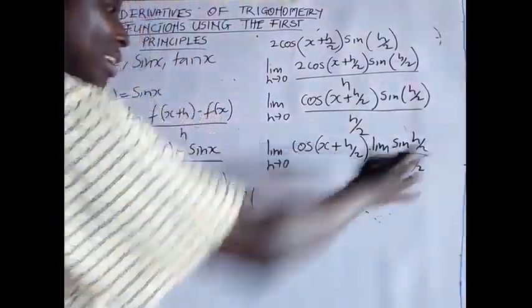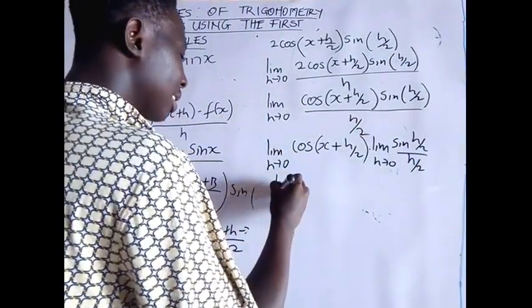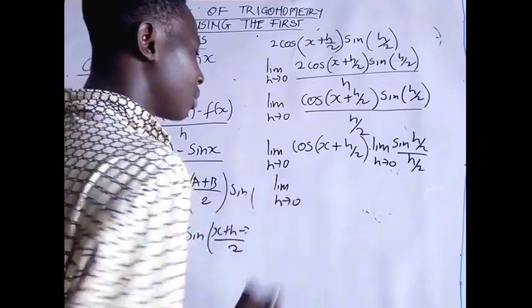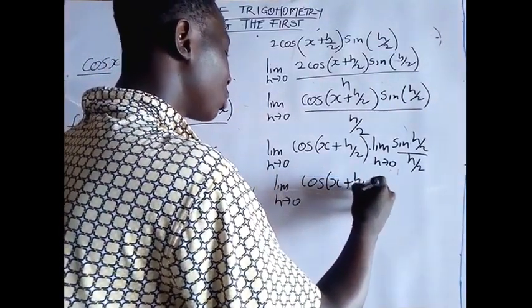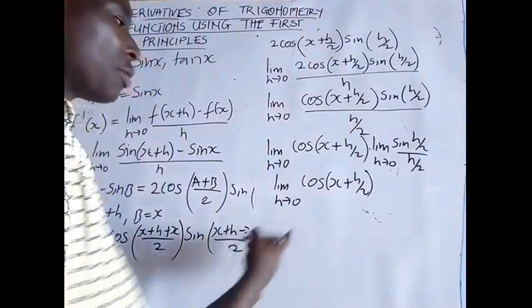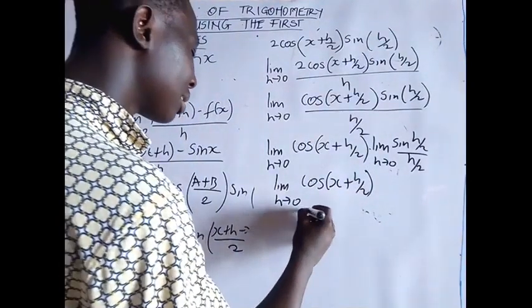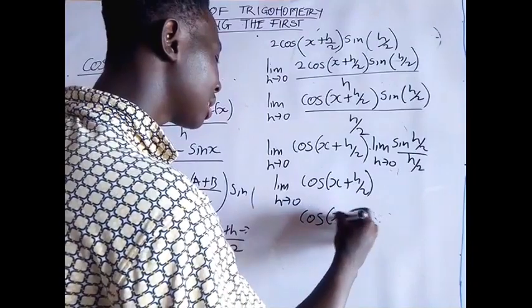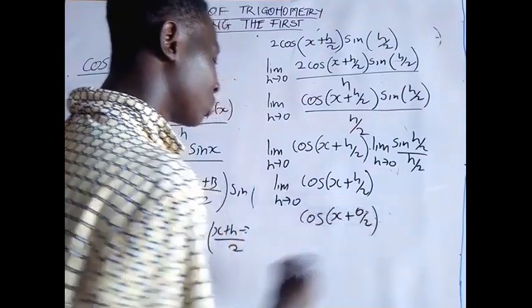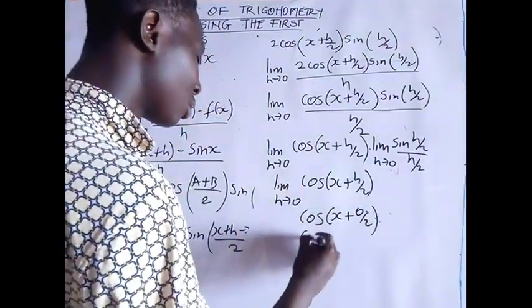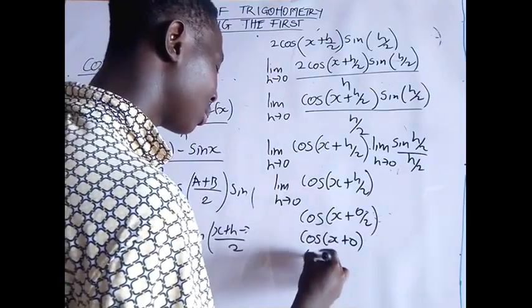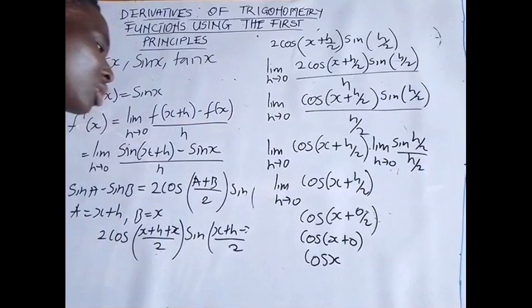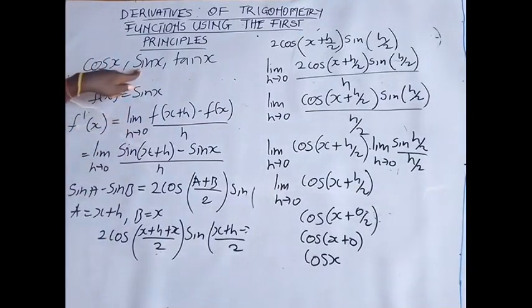So this will give us 1. So we get the limit as h approaches 0 of cos of (s plus h) over 2. And then we're fixing our zeros. So we get cos of (s plus 0) over 2. And then we get cos s, which is the derivative of sin x.